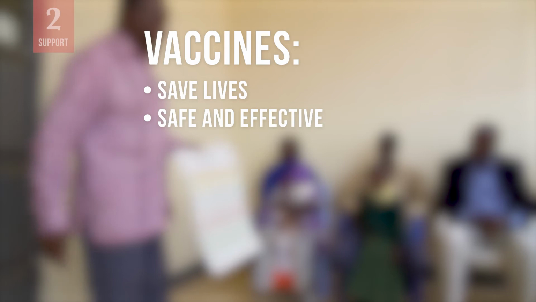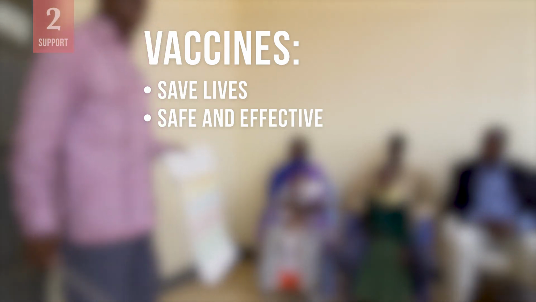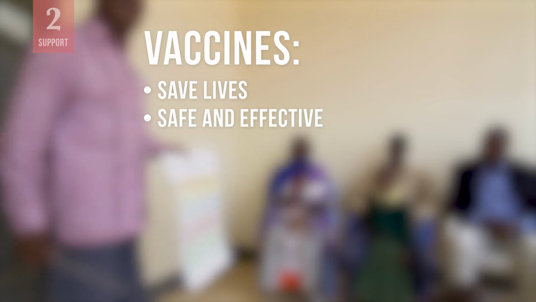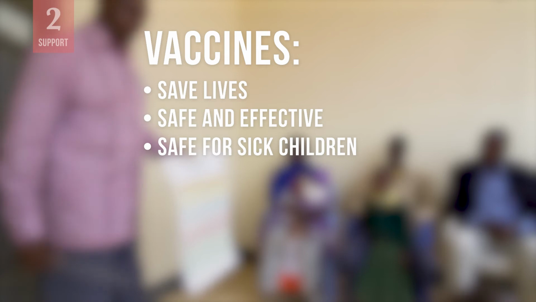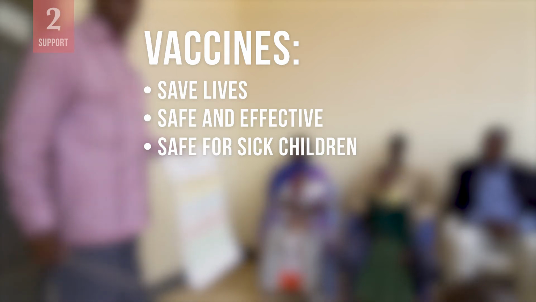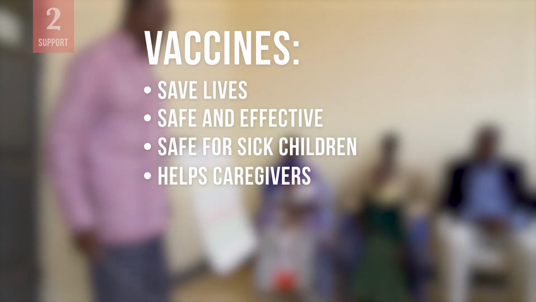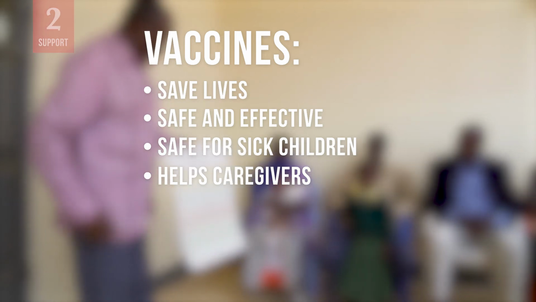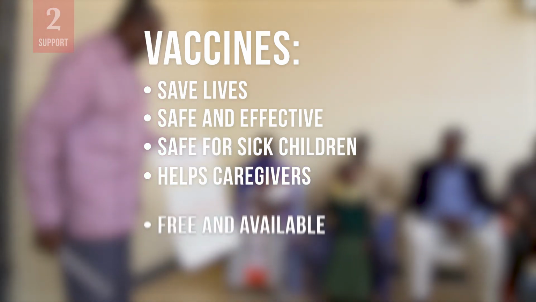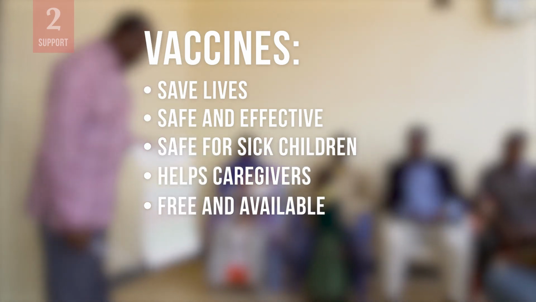Vaccines are safe and effective and have been tested and approved by regulatory authorities, ministries of health, WHO, and UNICEF. It is safe to vaccinate a child who has a mild illness, disability, or malnutrition. Immunization helps caregivers since it is an easier step than treating a sick child with preventable disease. Immunization is free and available at health facilities and outreach sites.